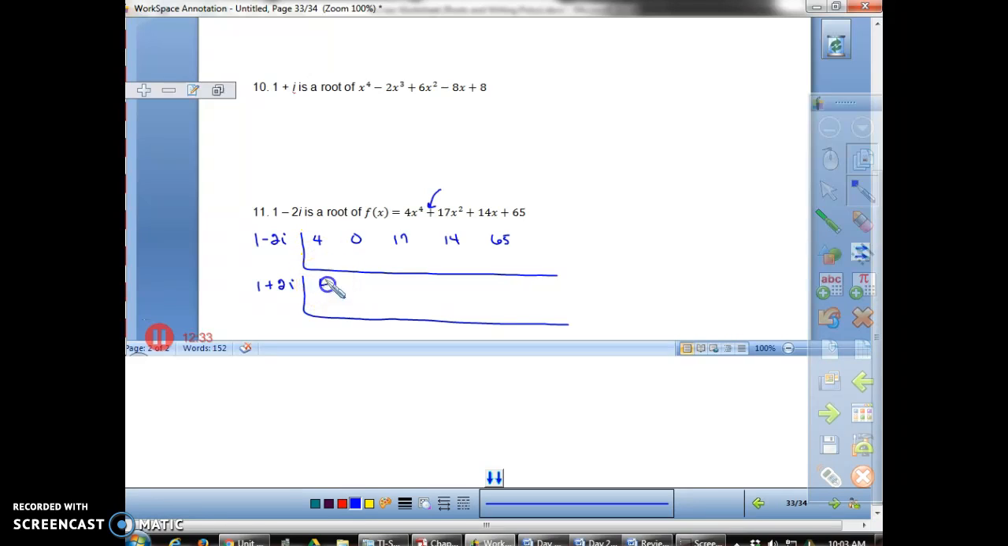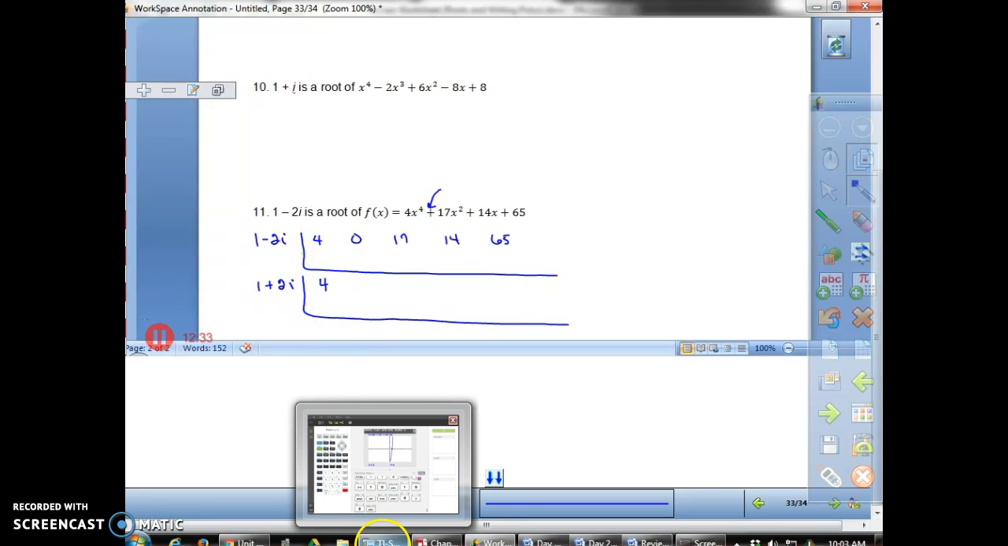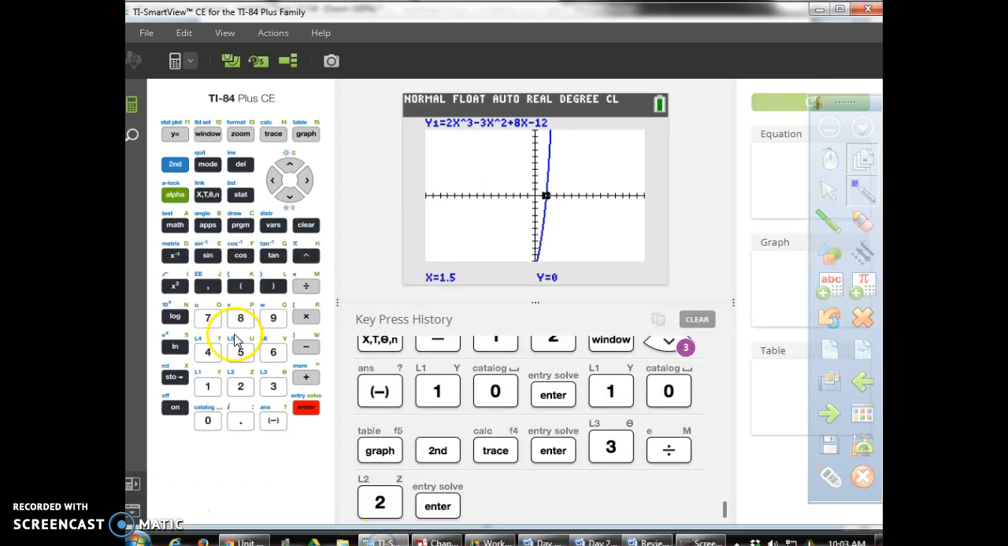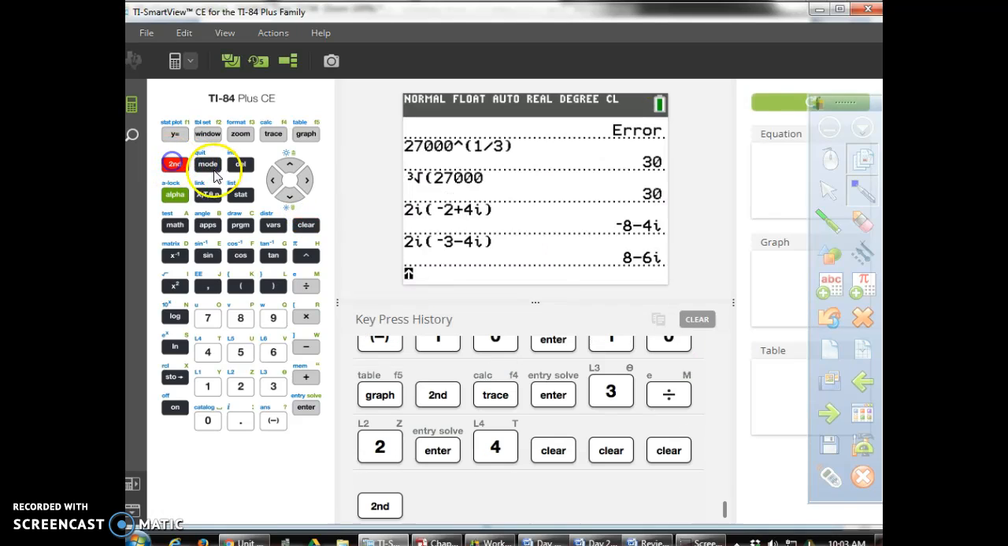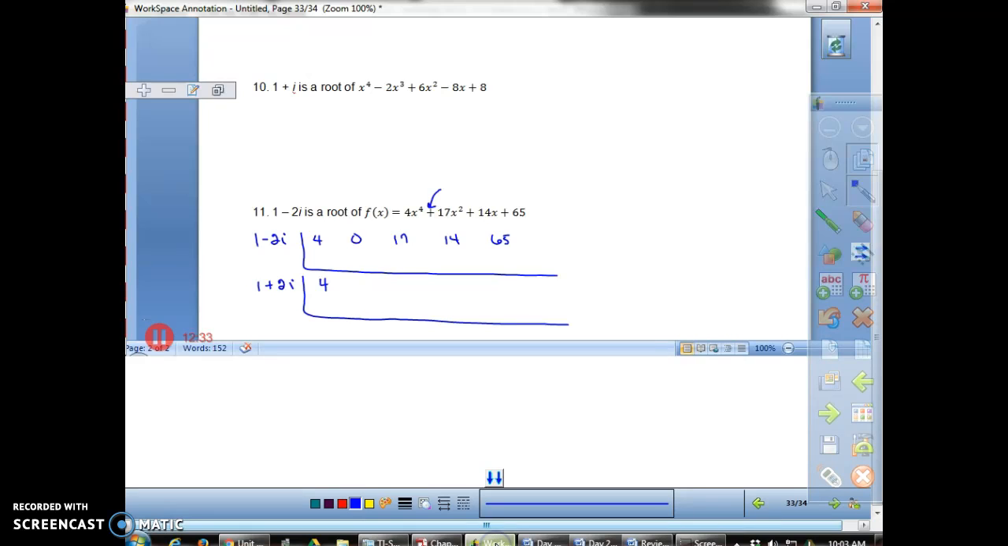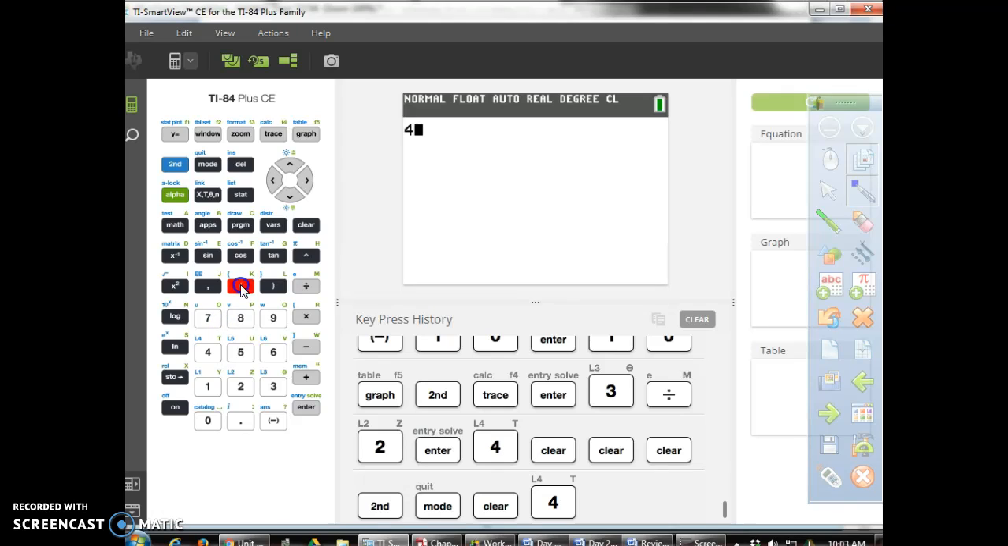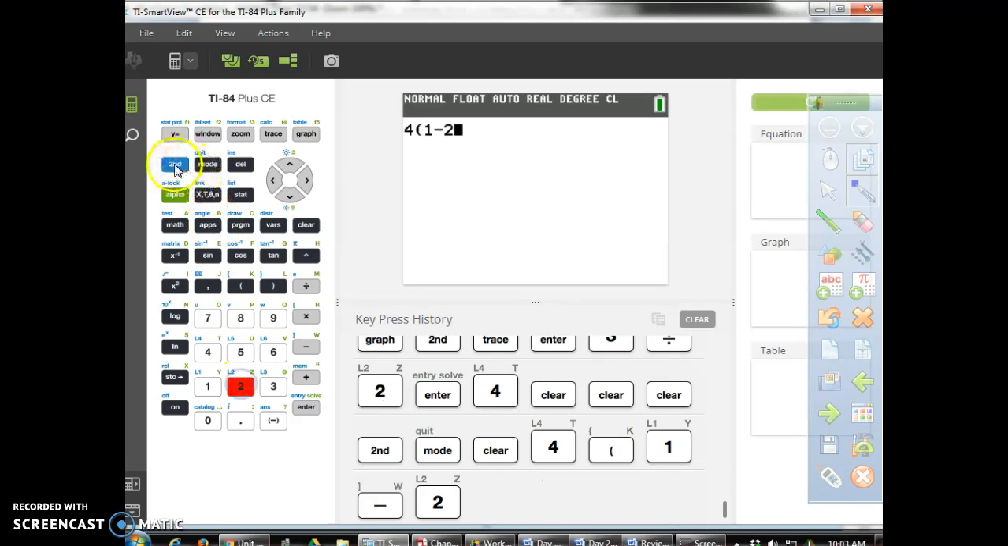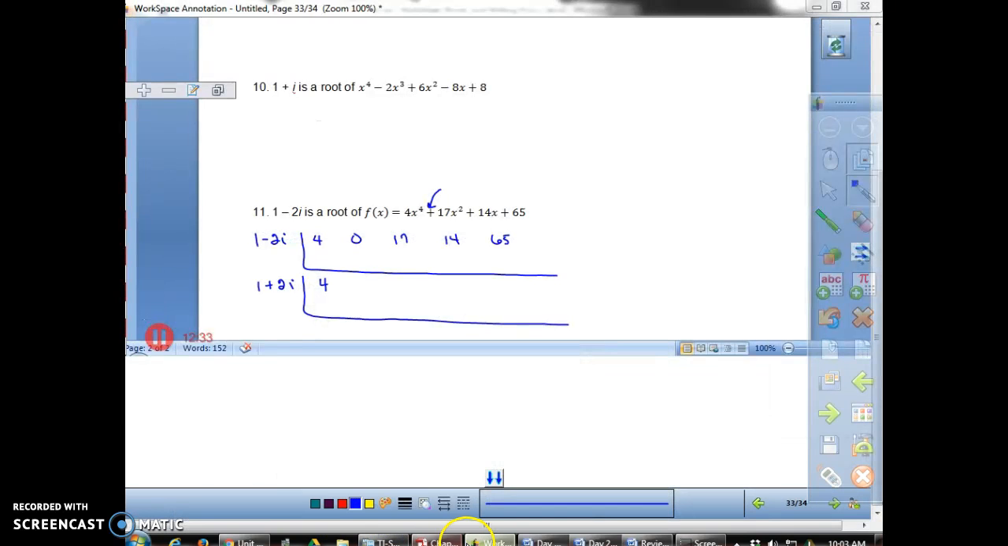And then I bring down my 4. And I can use my calculator for this. So second quit will always take you out. Clear everything out. So I need to do 4 times 1 minus 2i. Okay, and that's going to give me 4 minus 8i. It's just like distributing. So 4 minus 8i. And then when I add, I get 4 minus 8i again.